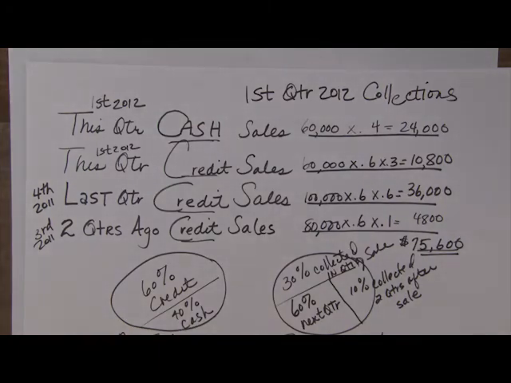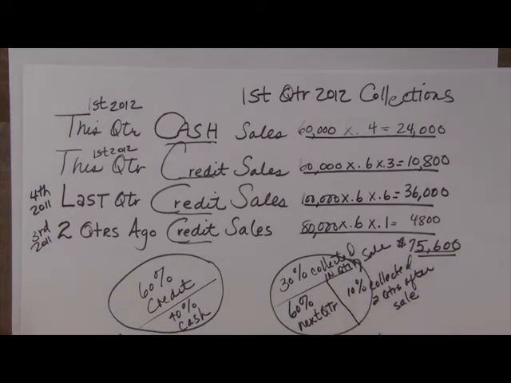Okay, so this pattern would be set quarter after quarter. If we were in the second quarter, then we would have to back up to the first quarter and back up to the fourth quarter of 2011. So once you can do this for one quarter, it's very easy to apply this to the subsequent quarters as you compute your cash budget.